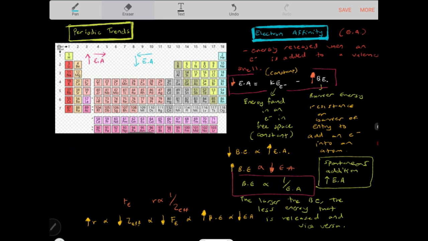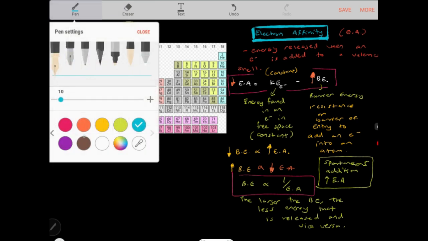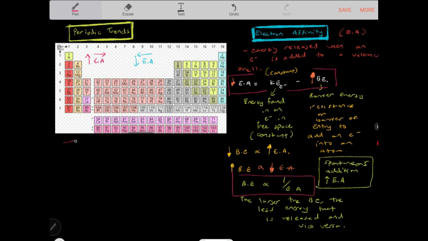All right, so let's collectively look at this trend. Let's take a look at the increasing trend of electron affinity. Why does electron affinity increase to the right of a period?